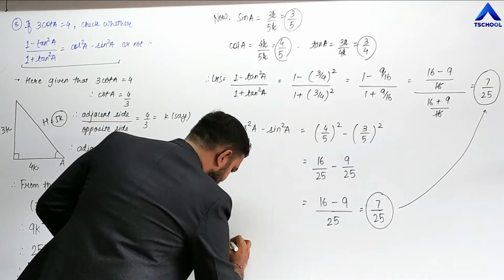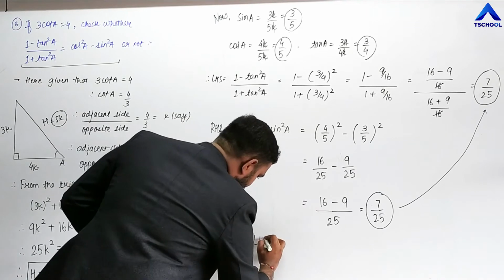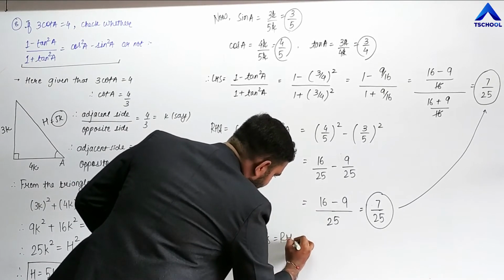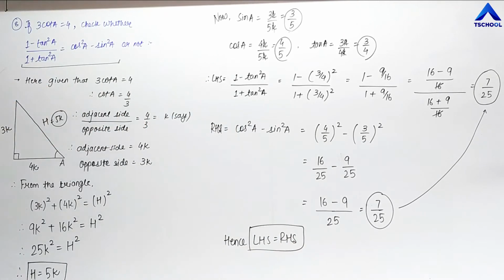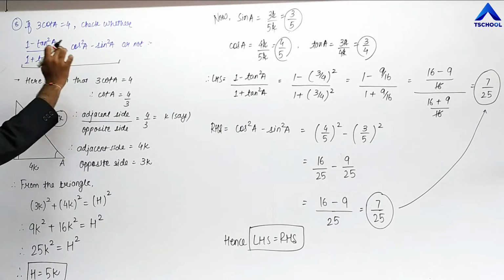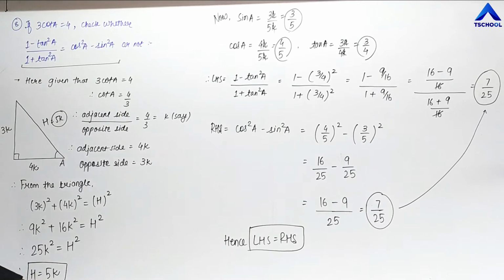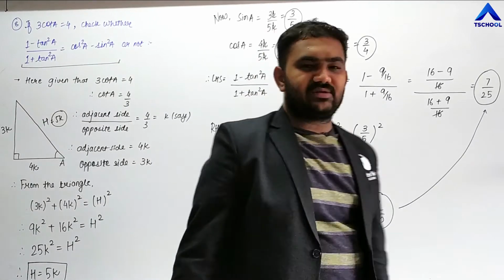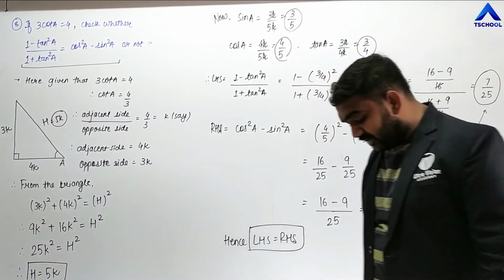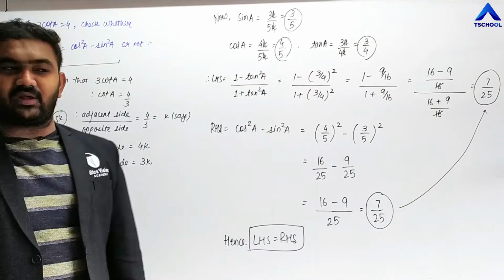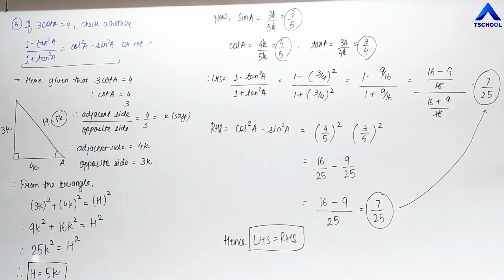Hence, LHS is equal to RHS. And hence you can say that this is true. So yes, that is true, and hence we can say that LHS is equal to RHS. So in this way, friends, you will solve this kind of sum whenever you are asked to check whether a particular identity holds true or not.